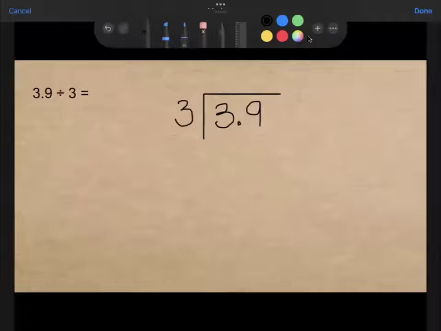Now, before I even begin to divide, I'm going to move that decimal up into the answer space right above where it is in the problem. That way the decimal is already placed and I no longer have to worry about it as I finish my problem. 3 goes into 3 one time, so I'm going to put that 1 up here. 1 times 3 is 3. And when I subtract that, I get 0 left over. I'm going to go ahead and bring down the 9.